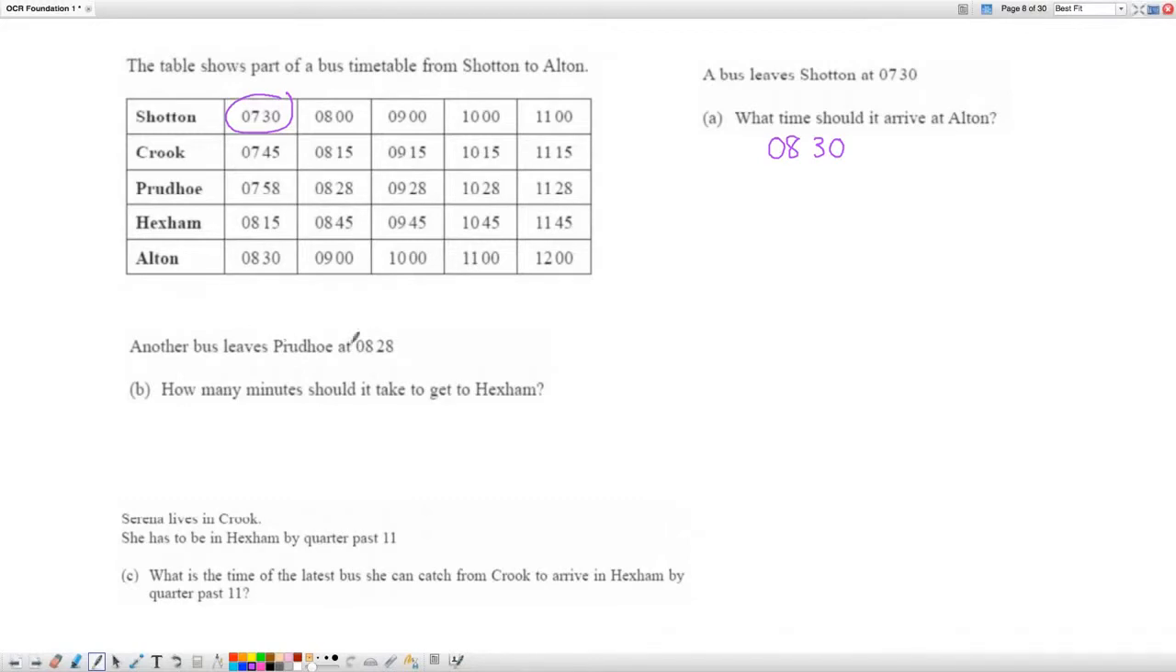Another bus leaves Purhole at 8:28. That's this bus here, looking across. And we're asked how many minutes it should take to get to Hexham. So it arrives at Hexham at 8:45. From 8:28, we add 2 minutes on, we'll be at 8:30. From 8:30 to 8:45, we add 15 minutes. So altogether, it will take 17 minutes.